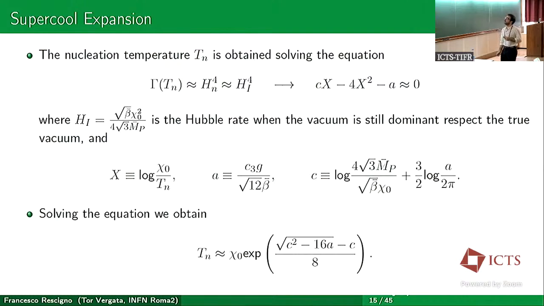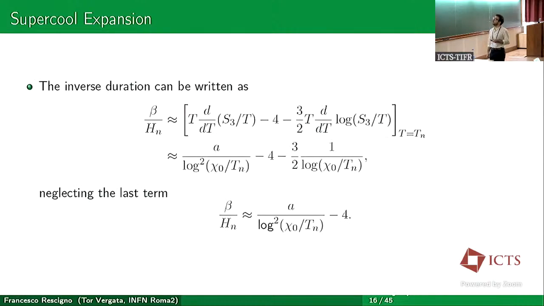Moreover, we are assuming a large supercooling, so this parameter x is large, and this equation for large x becomes something like this, where C and A are parameters defined only through the 3 parameters of the supercooled expansion. This can be easily solved, and we get this simple analytical expression for the nucleation temperature. For the inverse duration it is the same. We can plug the expression of the vacuum decay rate inside the definition of the inverse duration, and what we get is the simple expression here.